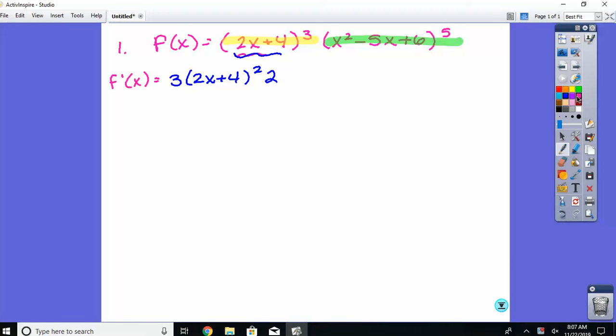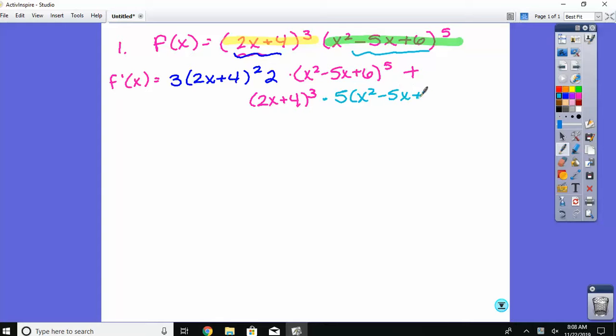Derivative of the first times the second, plus the first times the derivative of the second. So the derivative of the second: 5 comes down, inside stays the same. Subtract 1 from the power.